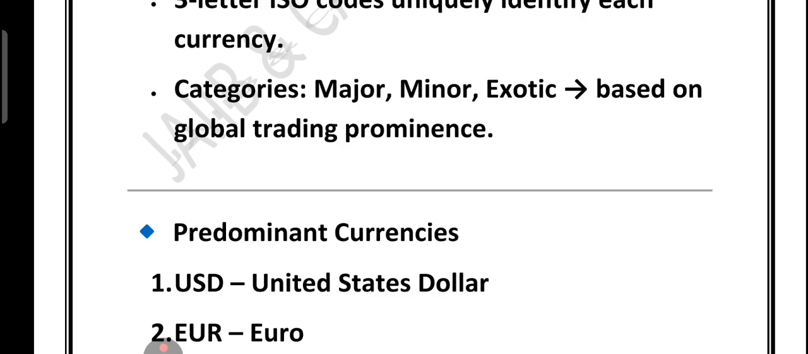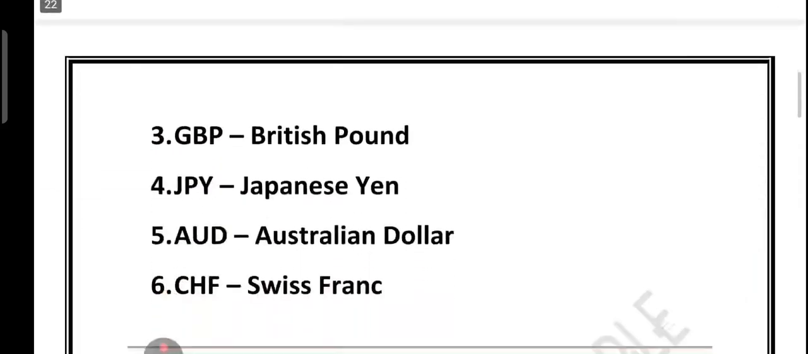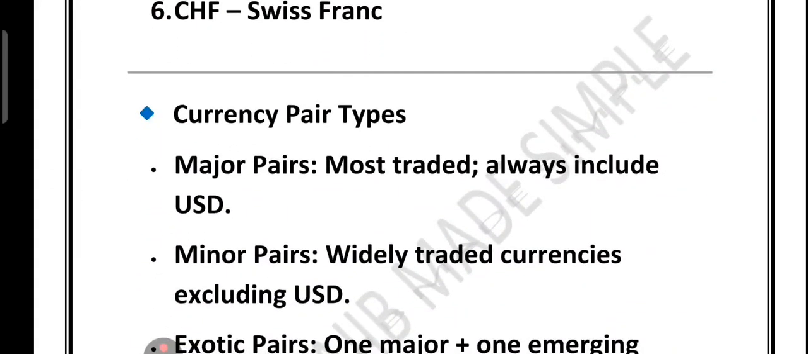So remember, the ISO code is a unique 3-letter currency identifier. Major: higher trading volume and liquidity. Minor: moderate trading. Exotic: emerging or less traded, higher risk currency. Let's talk about some prominent names they have given you, right? Now let's talk about the currency pair, right?